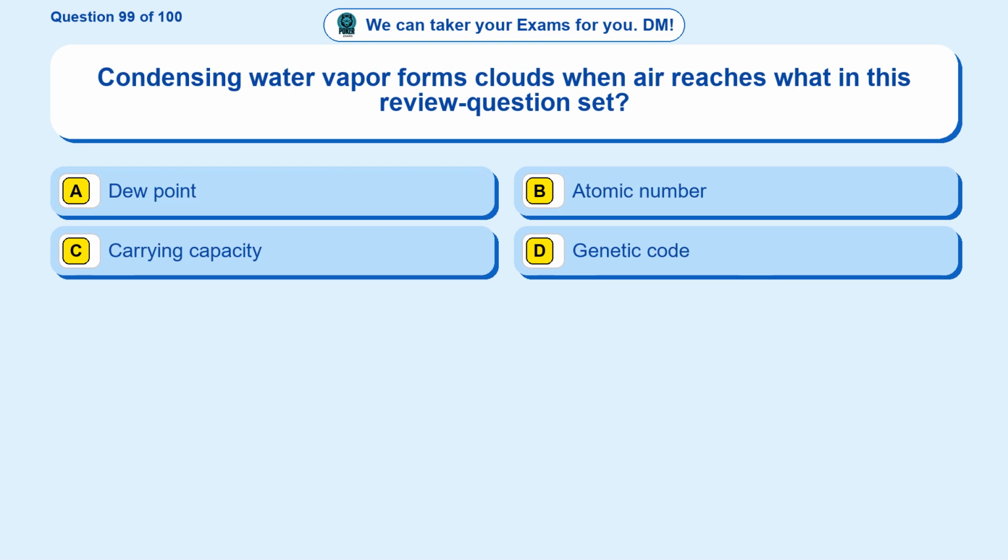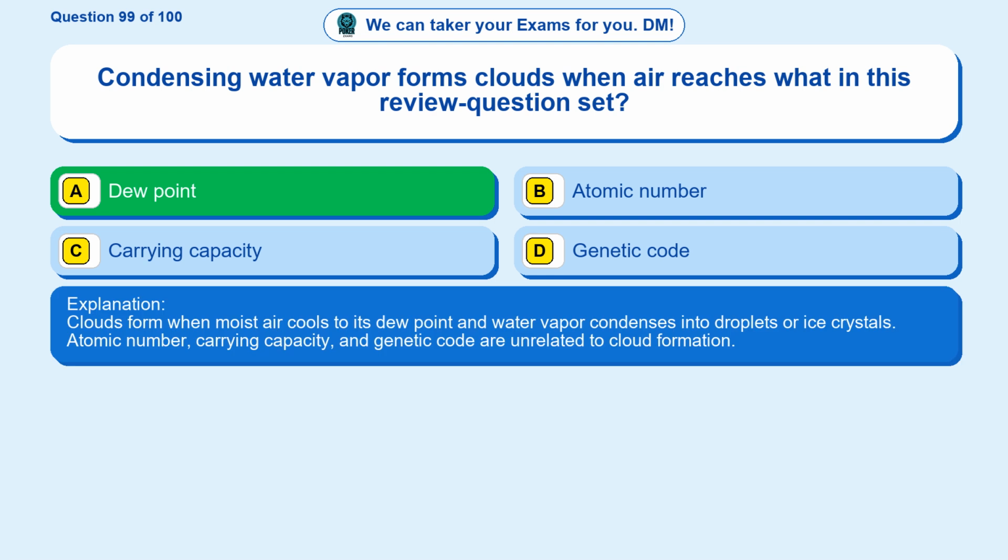Question 99. Condensing water vapor forms clouds when air reaches what in this review question set? Option A, dew point. Option B, atomic number. Option C, carrying capacity. Option D, genetic code. The correct answer is option A. Dew point. Clouds form when moist air cools to its dew point and water vapor condenses into droplets or ice crystals. Atomic number, carrying capacity, and genetic code are unrelated to cloud formation.